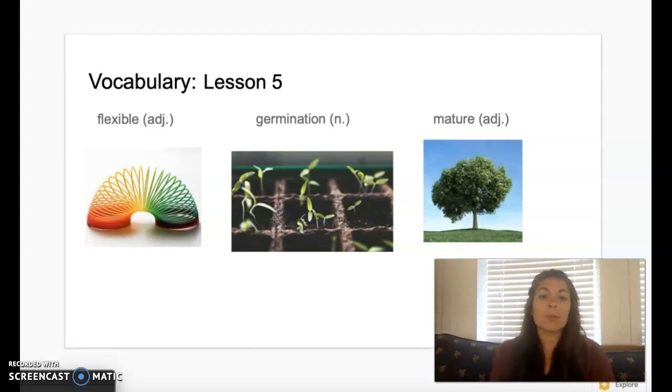Our second vocabulary word is the word germination. Say germination. Germination is the process in which a seed begins to grow into a plant.